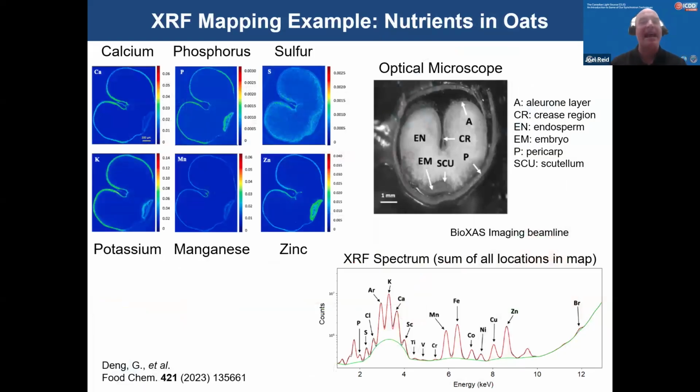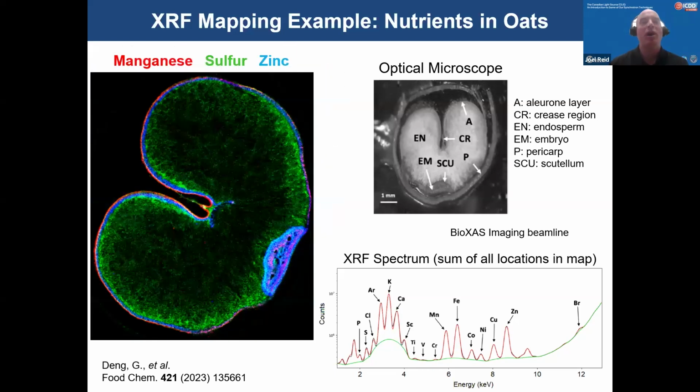XRF mapping is excellent for looking at distributions of nutrients or toxic elements in plants. This is a study looking at the distribution of nutrients in oats. If you don't know what these features of the oats are on the top right, don't worry, I don't either. There's a couple of ways this data can be illustrated. You can make individual maps for each element by themselves, as I've illustrated on the left here.